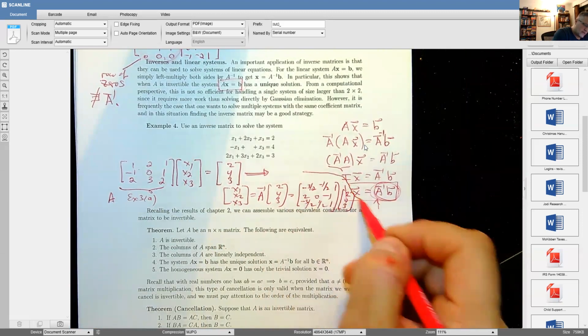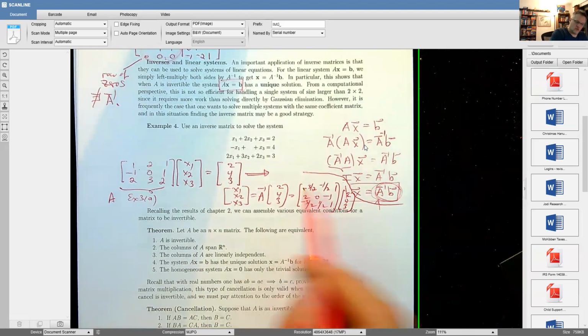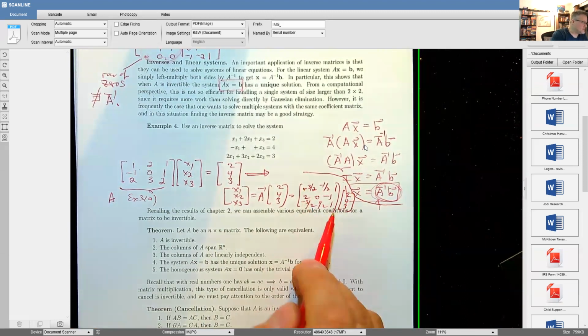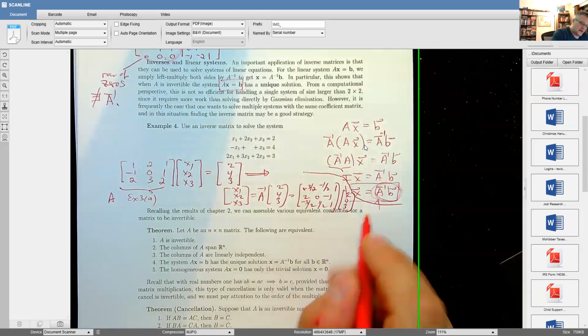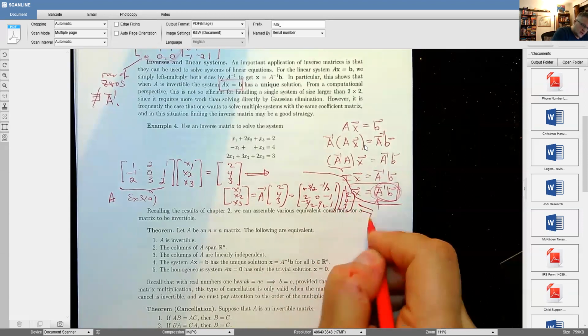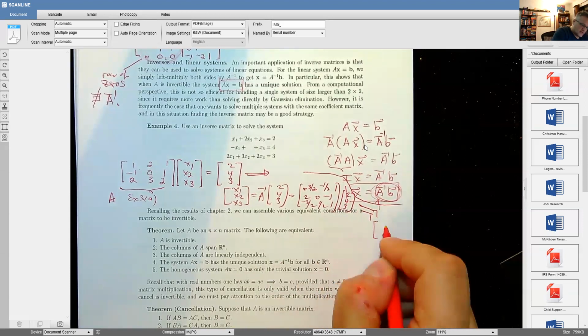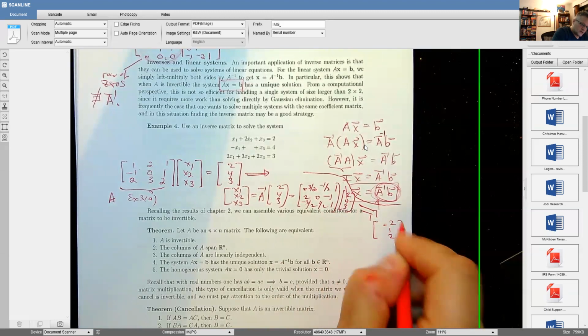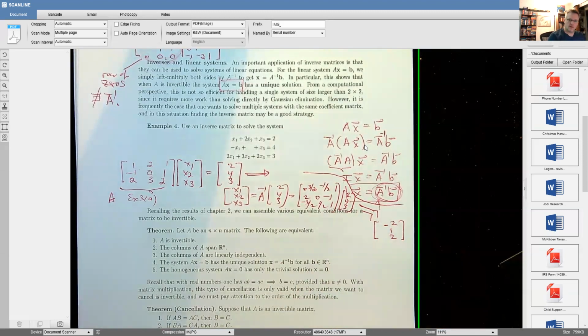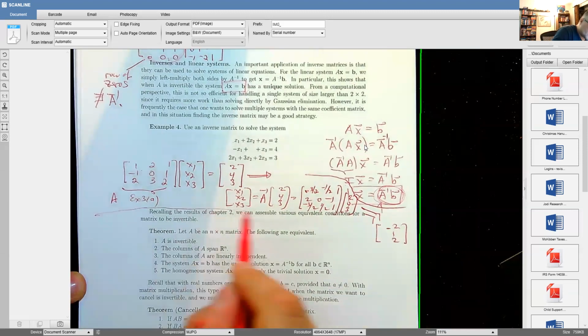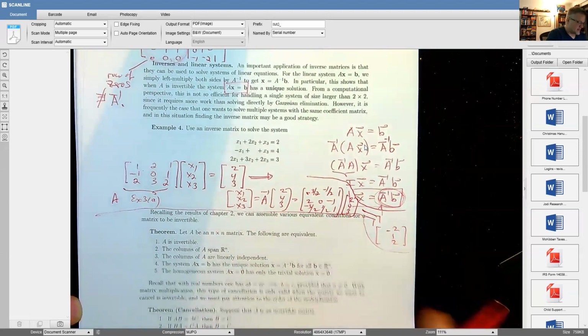Okay. And then you can compute this, right? Row by column, row by column, row by column. You can actually compute that. And if you do, in the end, you could check me on this, you get the vector -2, 1, and 2. All right, so just another way of finding the actual solution, especially if you have the inverse in hand.